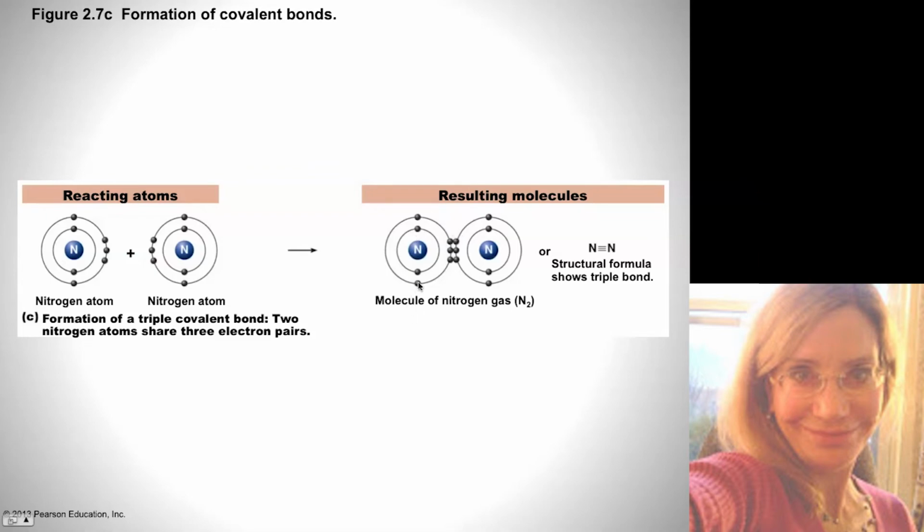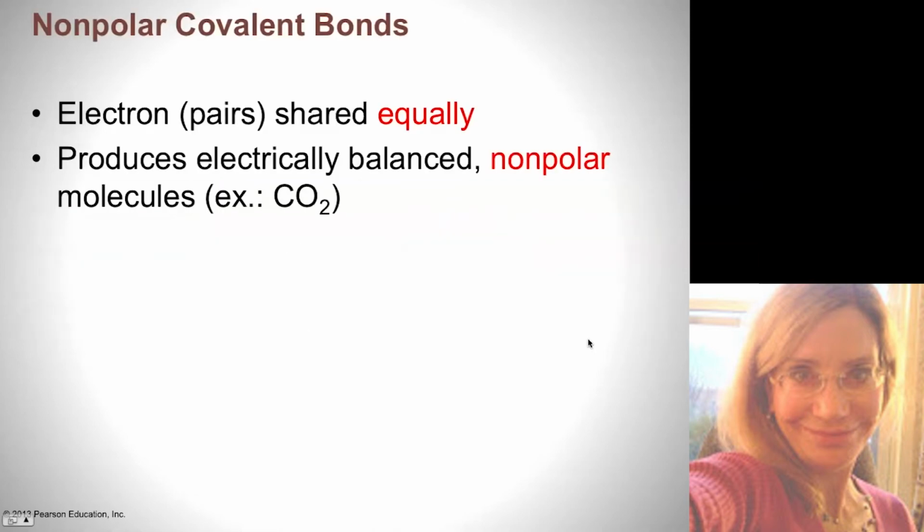So we have 1, 2, 3, 4, 5, 6, 7, 8. And that one now has a complete valence shell. Here's this nitrogen atom that has 1, 2, 3, 4, 5, 6, 7, 8. This is drawn structurally with 3 lines between the nitrogen atoms, and that is a triple bond.